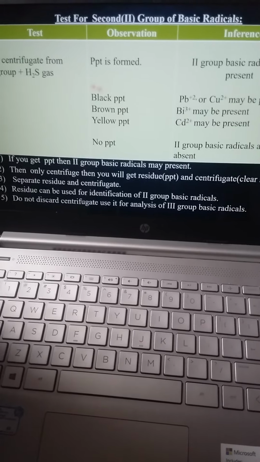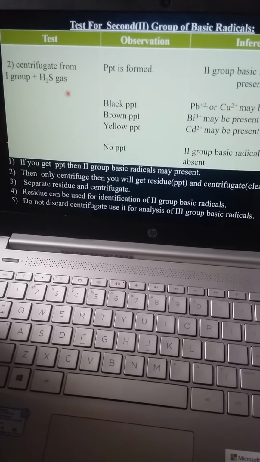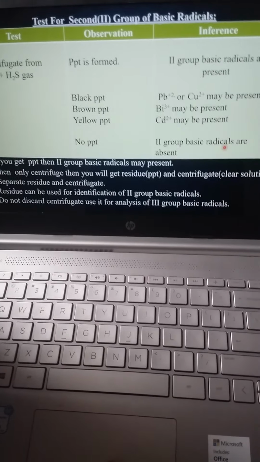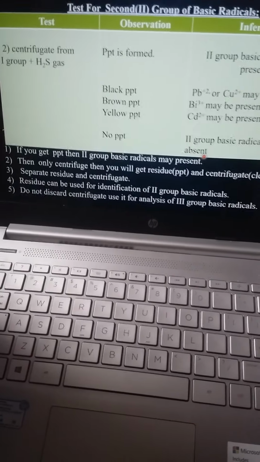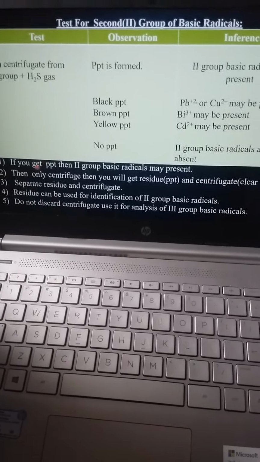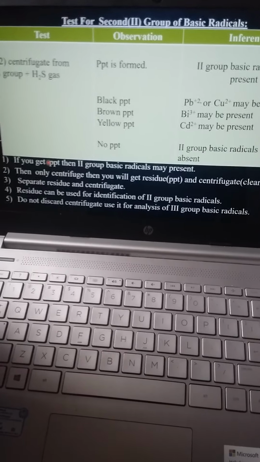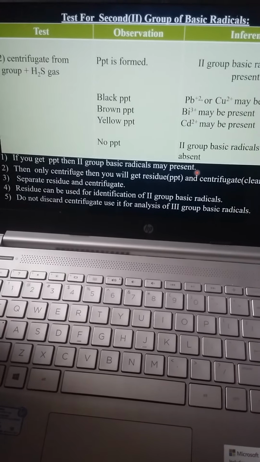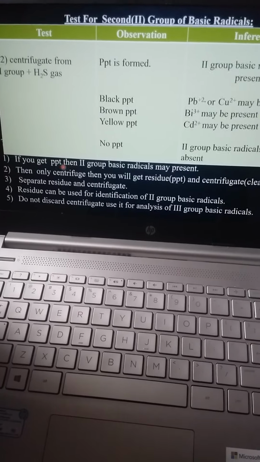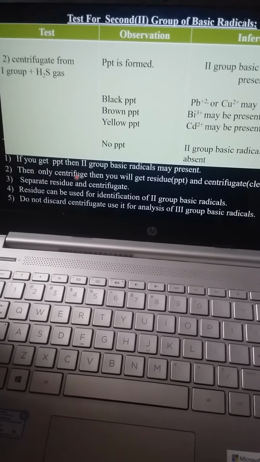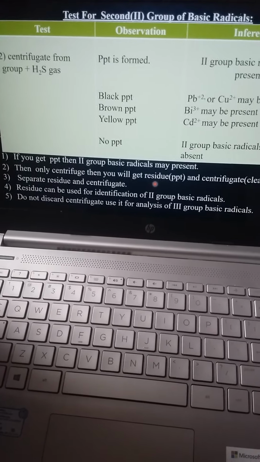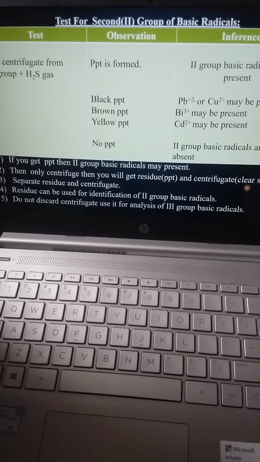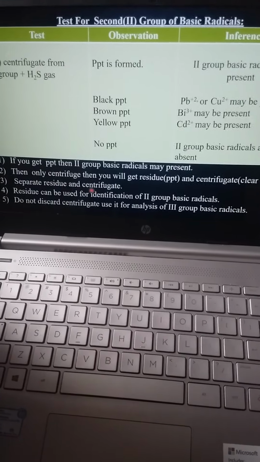If you don't get any precipitate on adding H2S to the centrifugate taken from the first group, it shows that the second group basic radicals are absent. So the important thing is, if you get a precipitate, then the second group basic radicals may be present. After getting a precipitate, you have to centrifuge, and you will get a residue, that means precipitate, and a centrifugate, that means clear solution. Separate the residue and centrifugate.